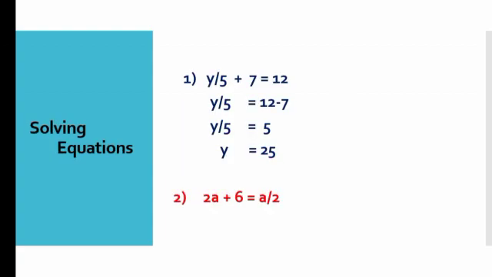The next one, solving equations. Let's try a couple of linear equations to solve for the value of y, as we need to keep y on our left hand side. Transpose 7 to the right hand side. We get y by 5 is equal to 12 minus 7, which is 5. Now 5 is the denominator of y. So we get y by 5 is equal to 5. Now we transpose the denominator 5 to the right hand side. So here it is 5 times 5, which is 25.